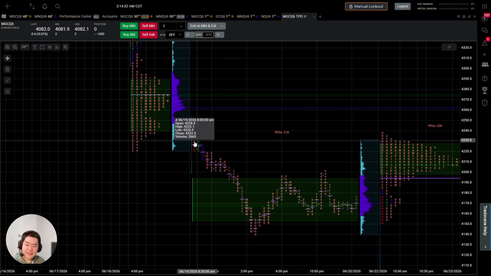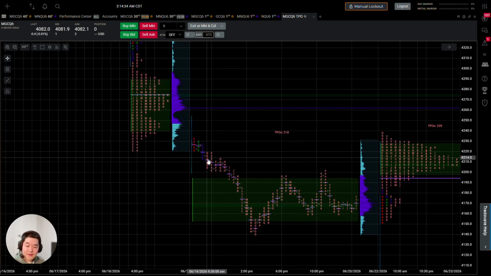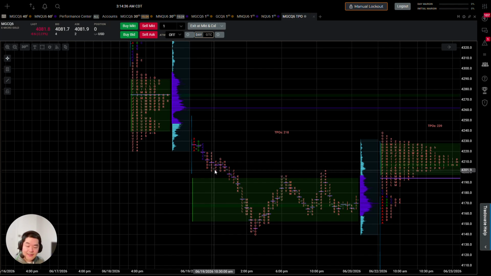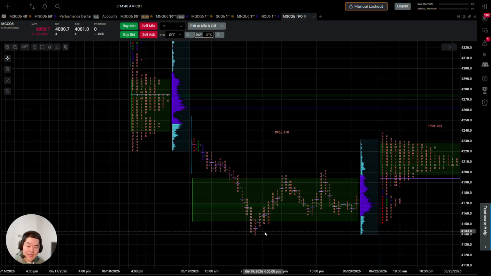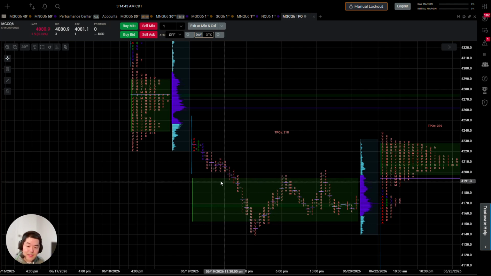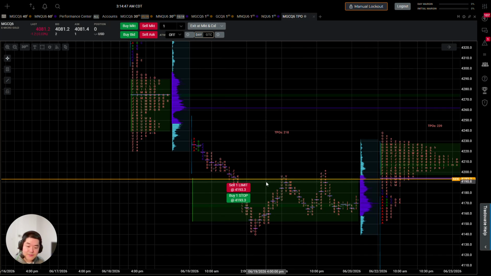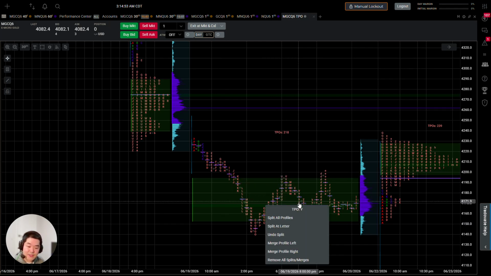Now, as you can see, we are trading lower and we continue to trend lower. And as we pull back, we can see that we hit the top of the value of the range, and we can look for selling opportunities back inside the range.